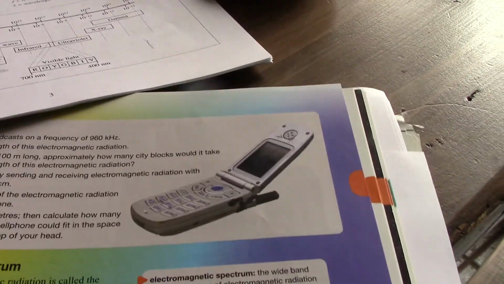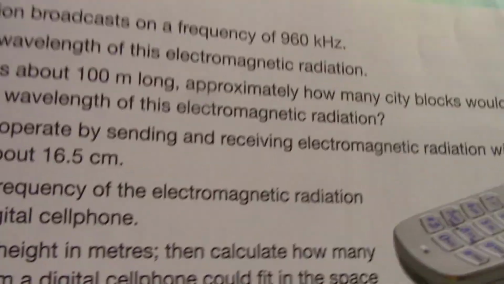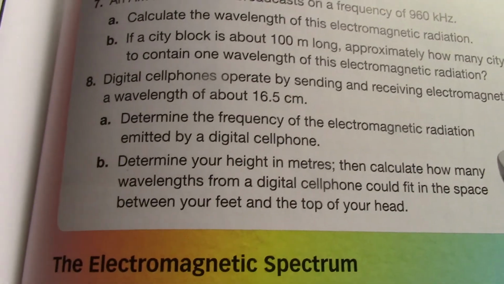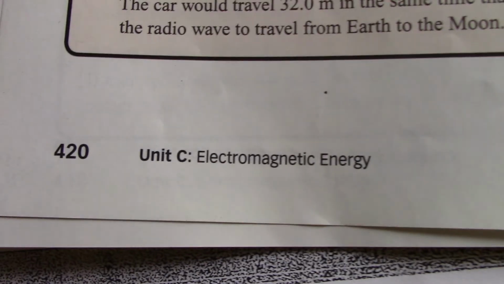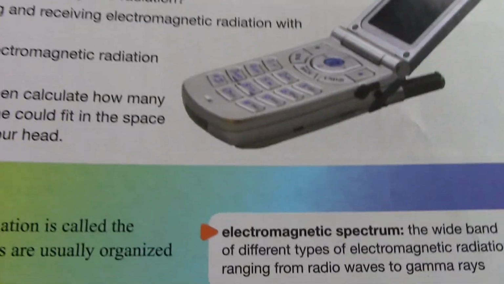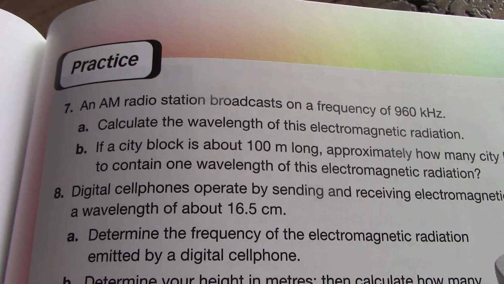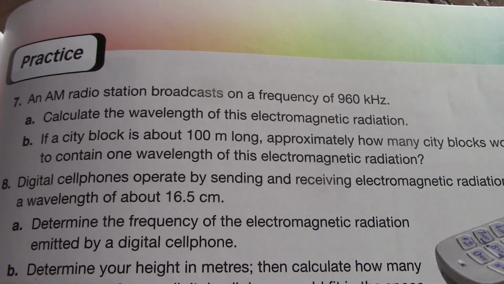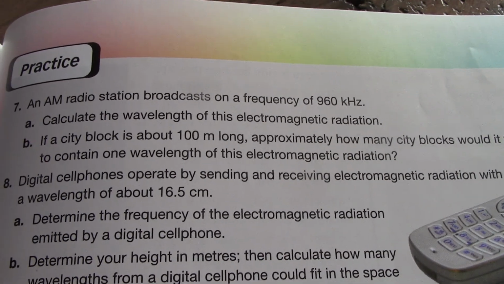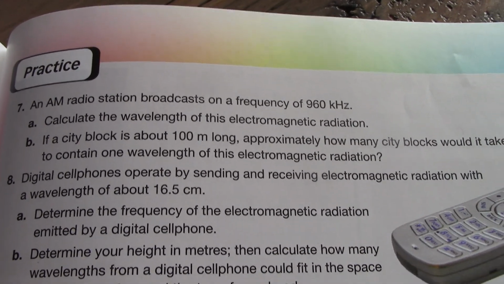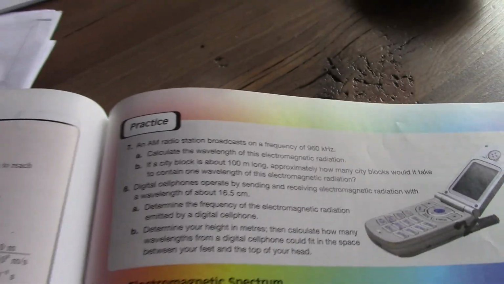So in your textbook, I'm going to give you just some quick wavelength equations. Page 421, 7 and 8 are good examples. I'm going to leave 8 to you. Example problem 2.4 on page 420 gives you some practice examples as to how to solve this. But this question says an AM radio station broadcasts on a frequency of 960 kilohertz. Calculate the wavelength of this electromagnetic radiation.